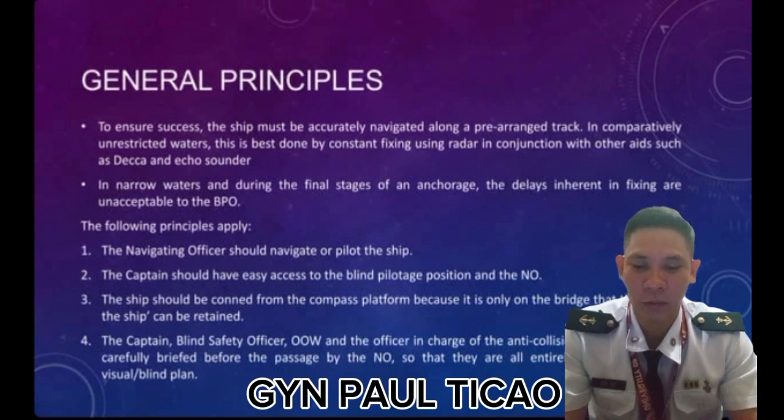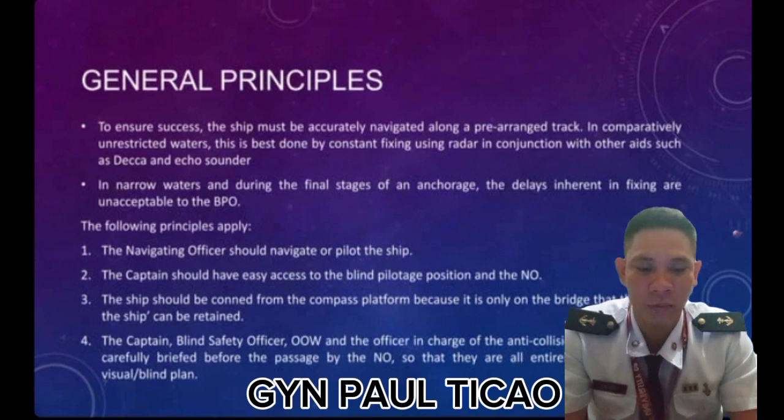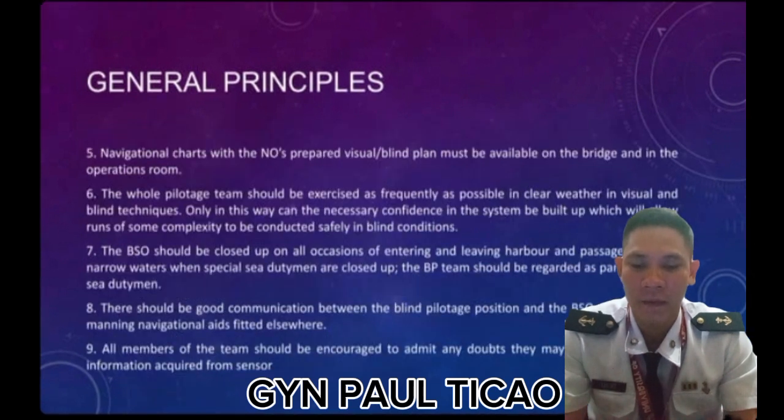Number 3. The ship should be conned from the compass platform, because it is only on the bridge that the feel of the ship can be retained. Number 4. The captain, blind safety officer, OOW, and the officer in charge of the anti-collision plot should all be carefully briefed before the passage by the NO so that they are all entirely familiar with the visual and blind plan. Number 5. Navigational charts with the NO's prepared visual and blind plan must be available on the bridge and in the operations room. Number 6.